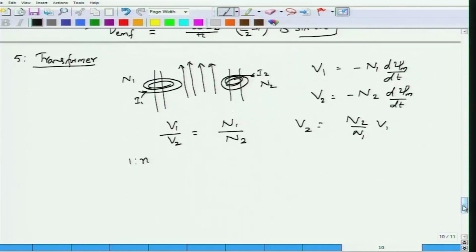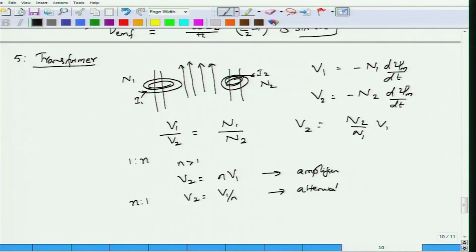That is to say, the turns ratio is taken in such a way that N2 by N1 will be equal to small n and n will be larger than 1, so that V2 will be equal to n times V1. In this case, the transformer is actually acting as a voltage amplifier. Okay. On the other hand, if the transformer ratio is specified as n to 1, then V2 will be equal to V1 by n. Okay. In this case, it would actually be acting as an attenuator.